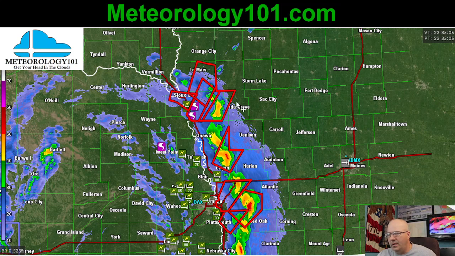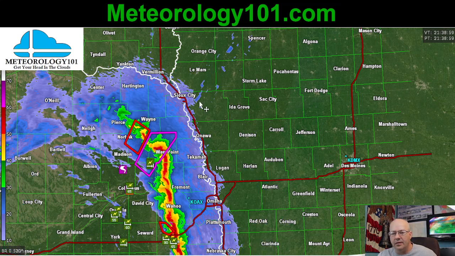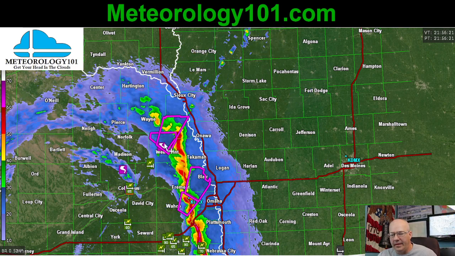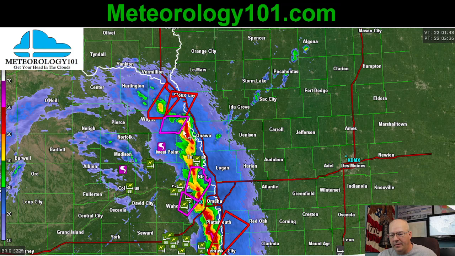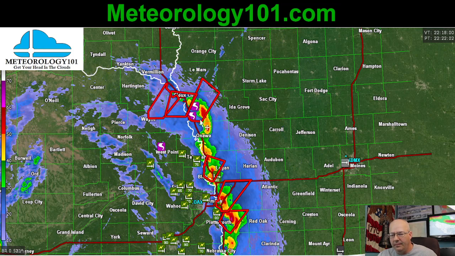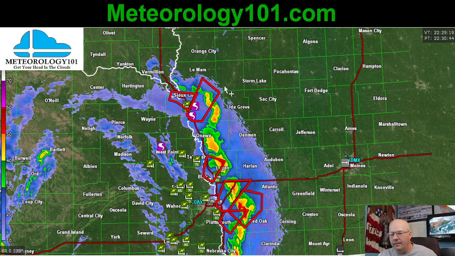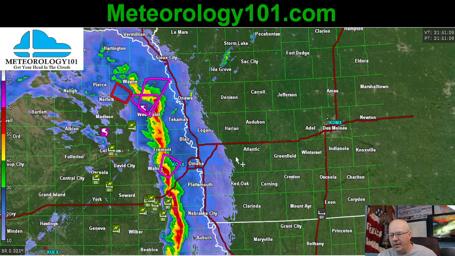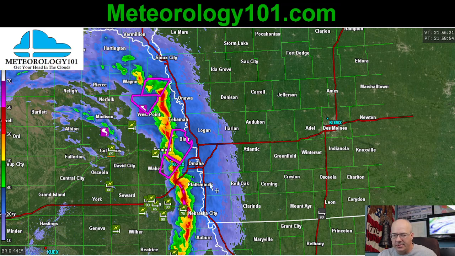So we're going to look at this cell up here. It looks like most of it's died out. Let's go ahead and play the loop. So we had a pretty strong reflectivity right where that tornado was, and then that pushed out. But we still have a little bit of a curvature right there. But they just dropped that warning. Pretty much most of that's dying out. Looks like a lot of this is with the sun going down, it's losing its energy.